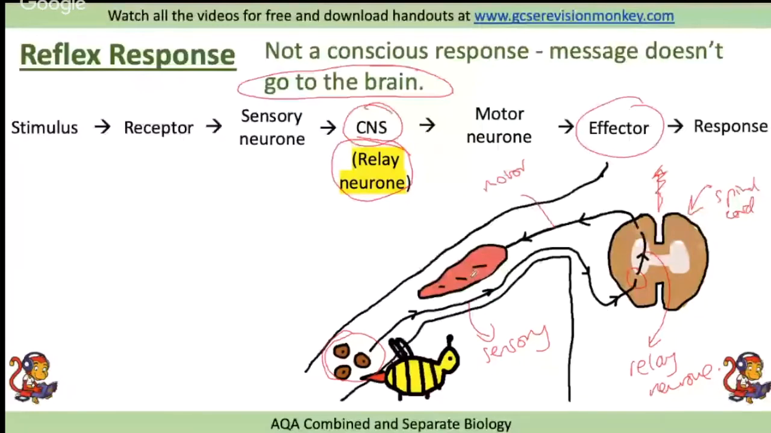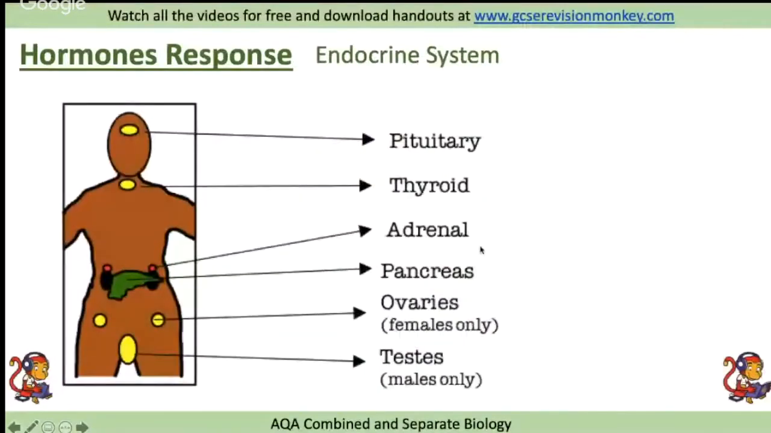So moving on to the hormones then. Hormone responses. Hormones are secreted by glands in the endocrine system. Okay, so the endocrine system is a system of glands. The most important gland is the pituitary gland, because we call that the master gland, because that can switch on and off other glands by releasing hormones. So this one's the master gland.